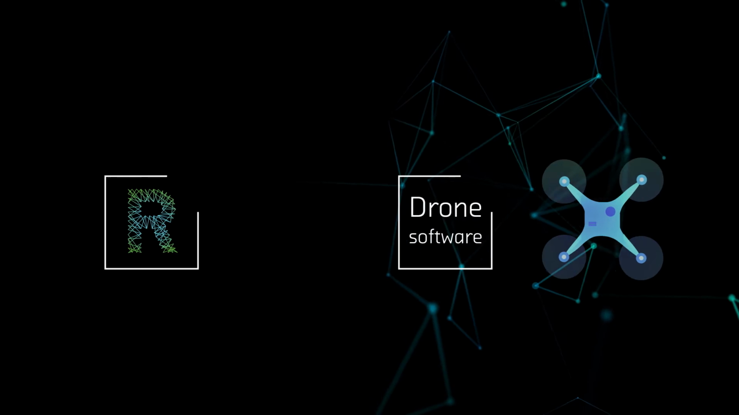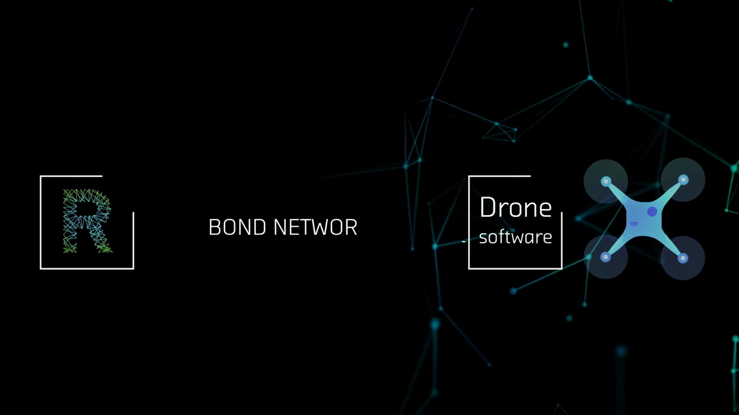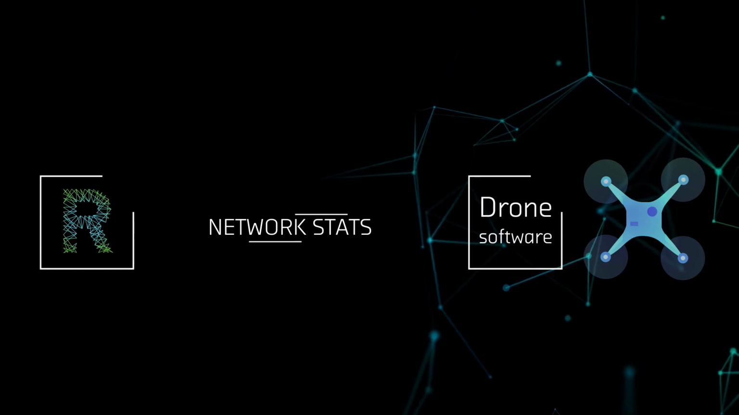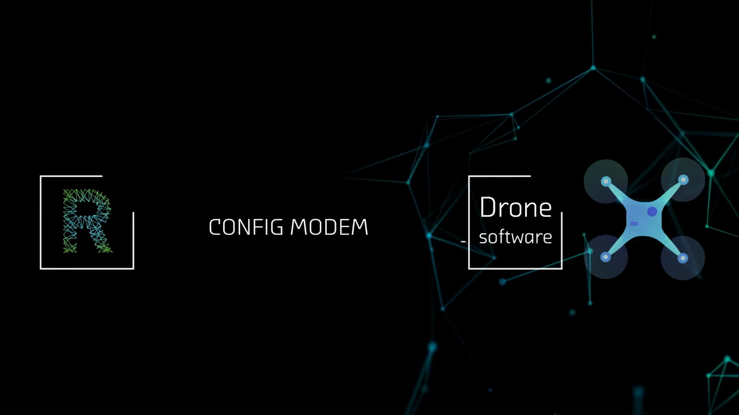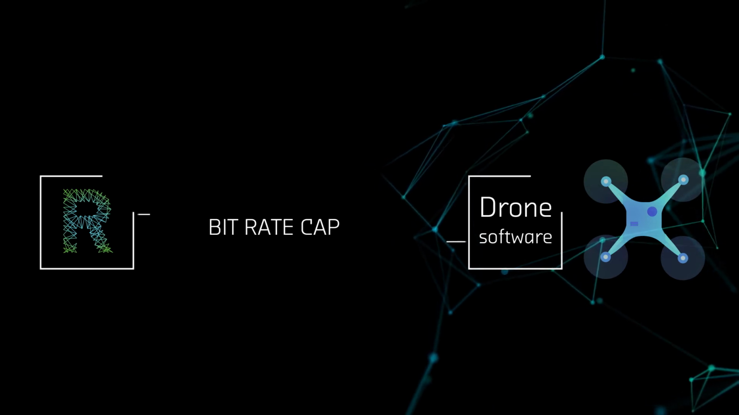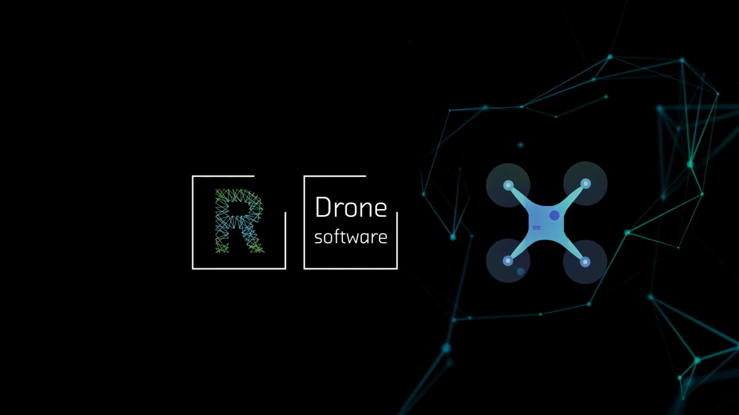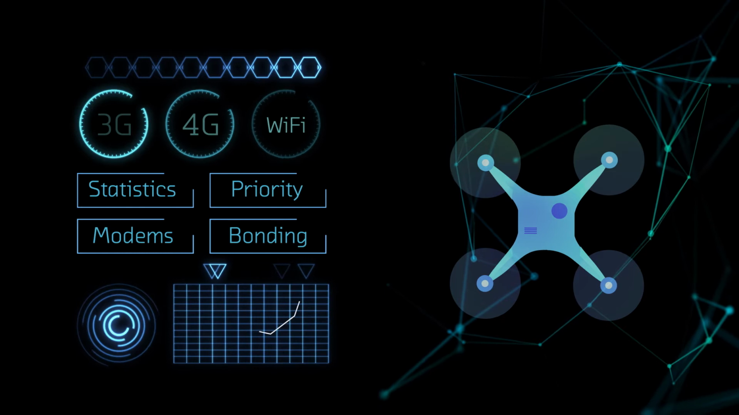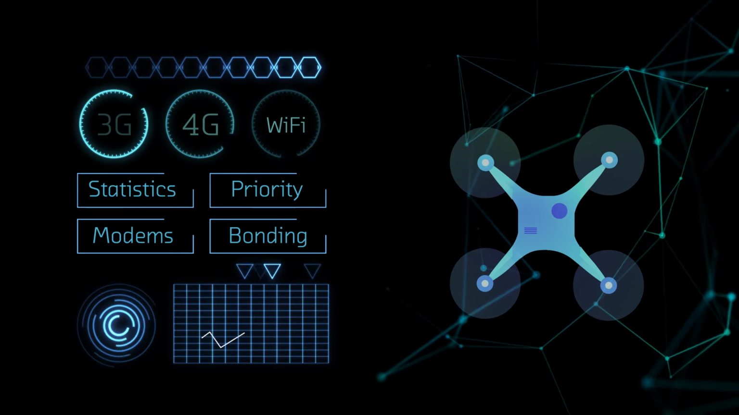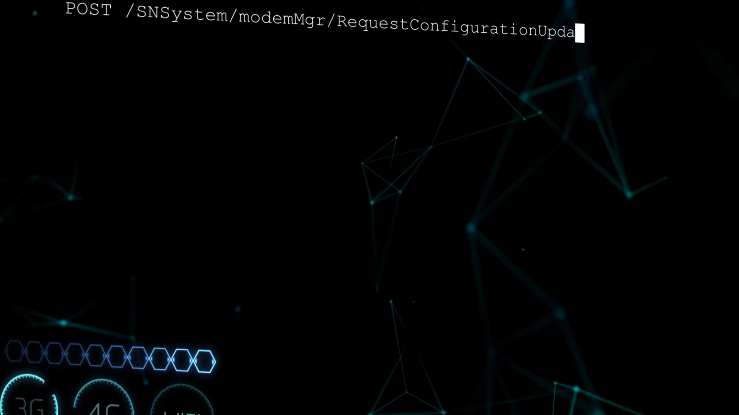The REST-style Smart Networking API can then issue commands to select which networks to bond, request network statistics, configure modems, prioritize traffic, manage quality of service, set bitrate caps, and much more. This means the drone manufacturer can control communications and present statistics as part of their own application, delivering advanced next-generation networking features in a custom user interface.